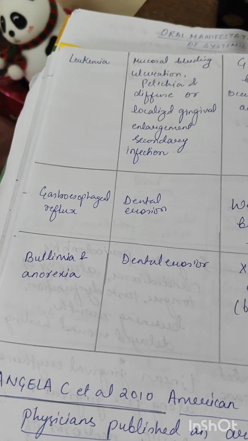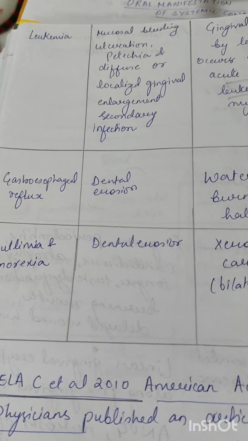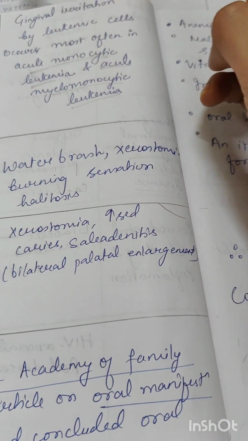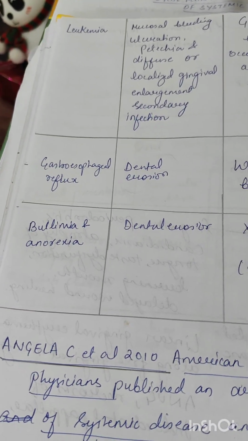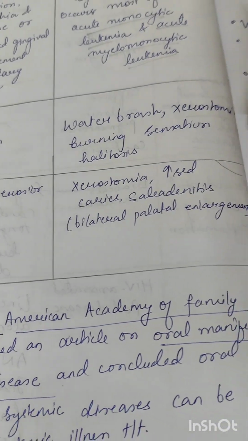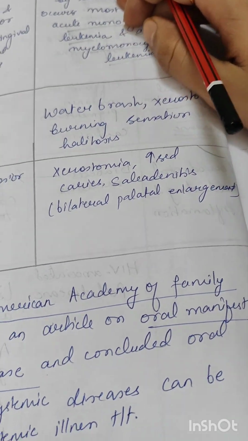Next is gastroesophageal reflux: dental erosion, water brash, xerostomia, burning sensation, halitosis. Next is bulimia or anorexia, that also causes dental erosion, xerostomia, increased caries, sialoadenitis, bilateral palatal enlargement.